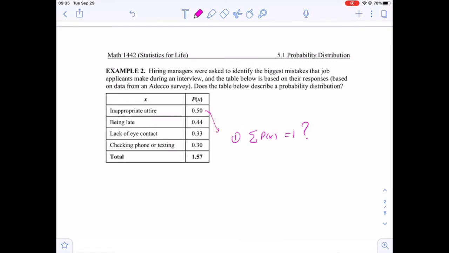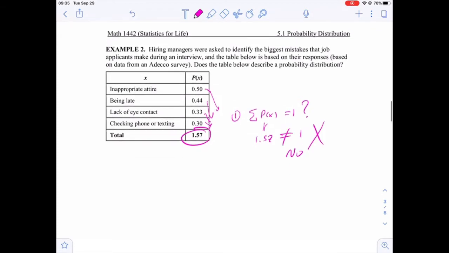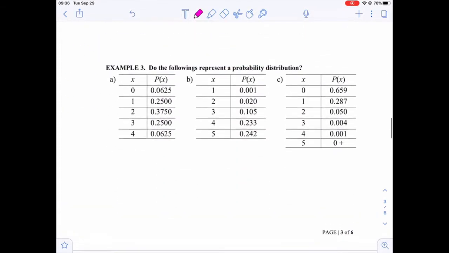So these are the probabilities. Let's find the sum of them. The sum of them is 157. This is not equal to 1, so no. This is not a probability distribution. And another thing is that the random variable doesn't take numerical values. It's just descriptions, like being late, lack of eye contact, and as you can see, those are not numerical values. So this is not a probability distribution.